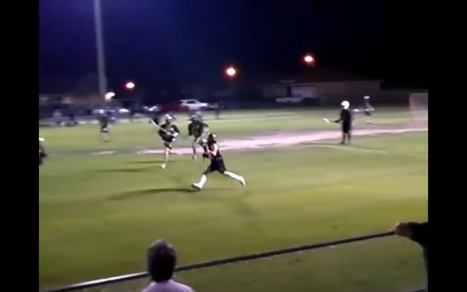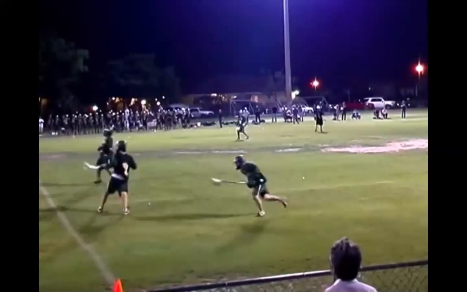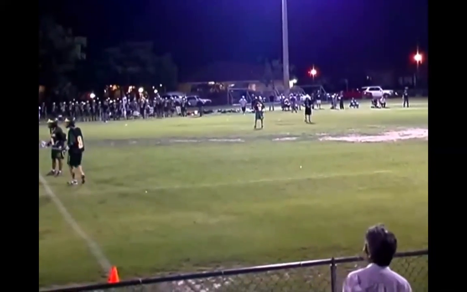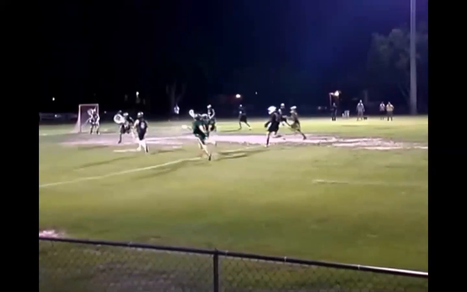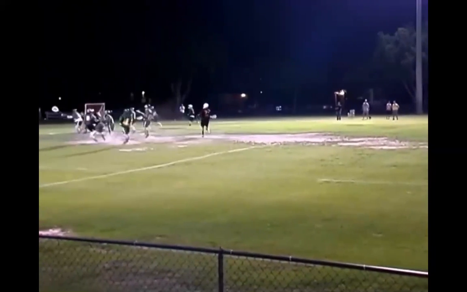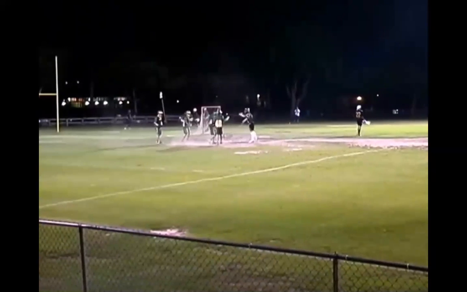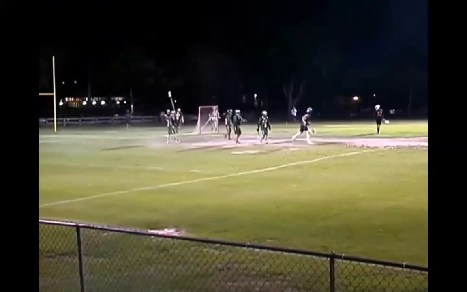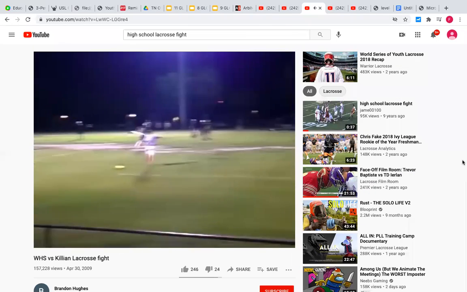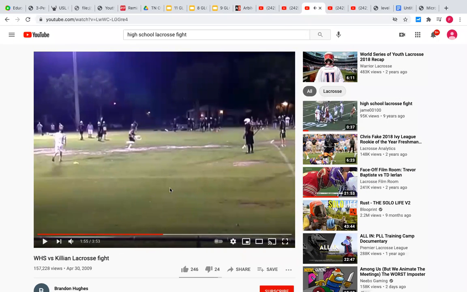The goalie is running up the field. Goalie's still running up the field. Goalie makes an awful shot. Decides to get in the face of other players. Now, this wasn't necessarily a fight, but here's the thing.